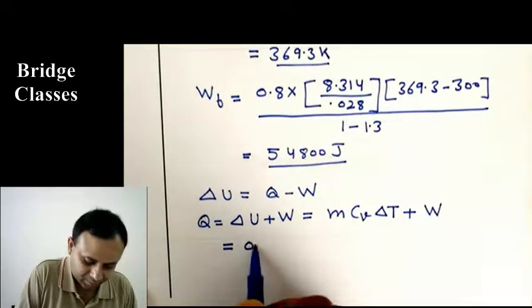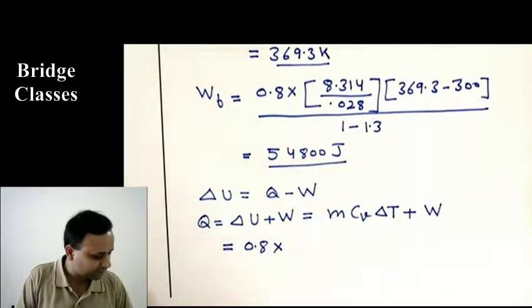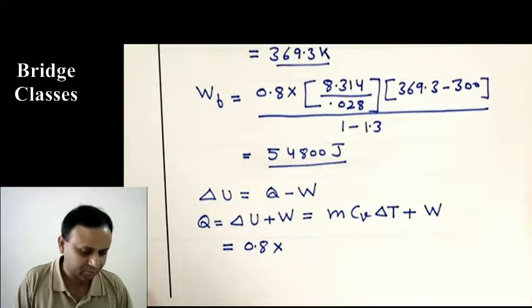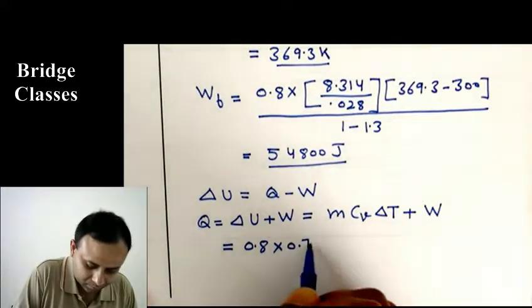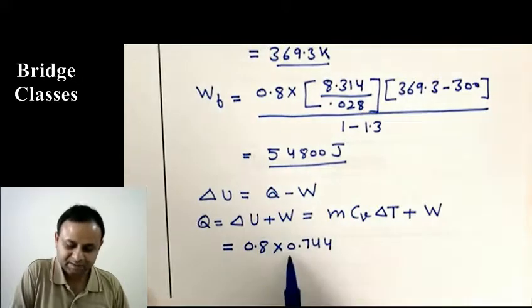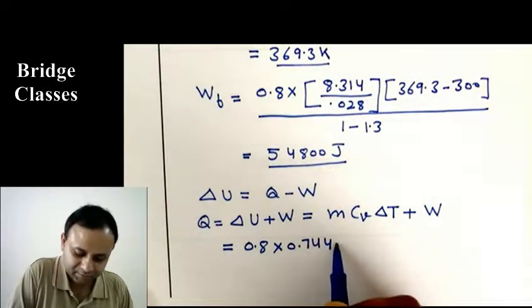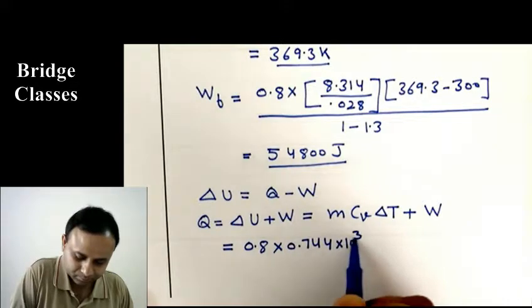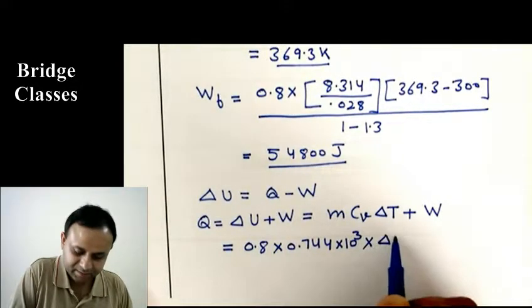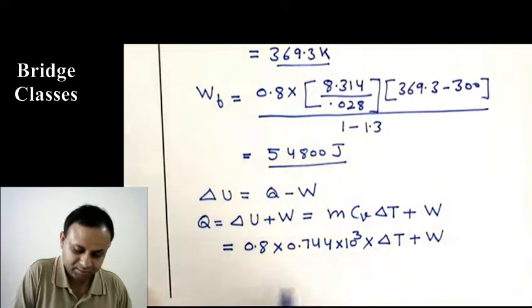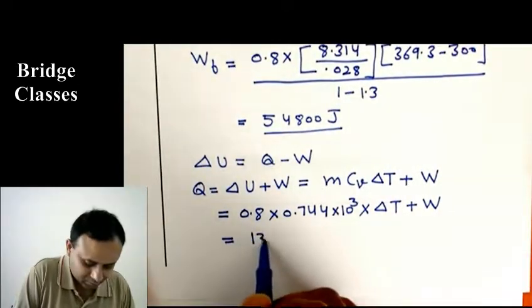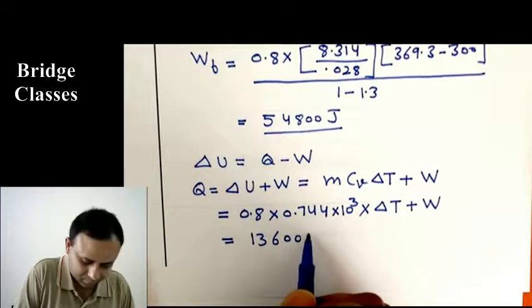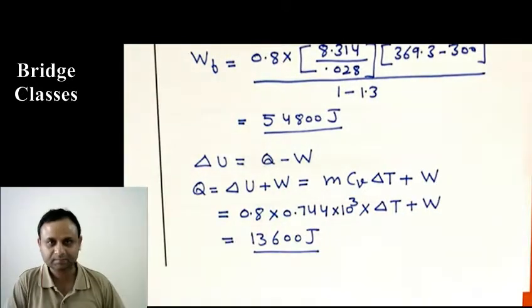Then just plug numbers here. m is 0.8 kilogram. Okay, Cv for nitrogen, we can read from the table, that value is 0.744 kilojoule per kilogram Kelvin. So I'm converting this to joule, times delta T, we have that number, and W also is in joule, we have that. So just do the calculation. It gives 13600 joule.